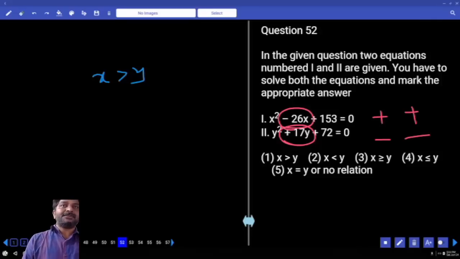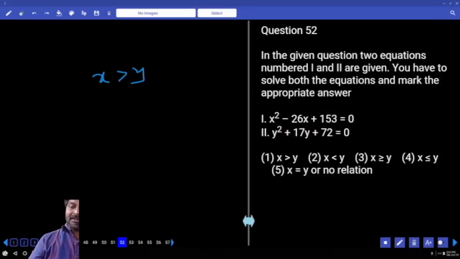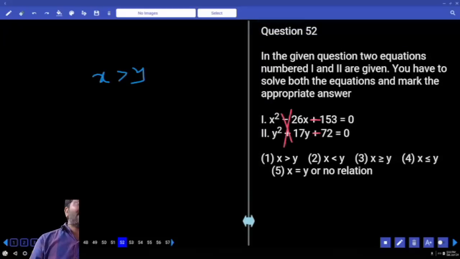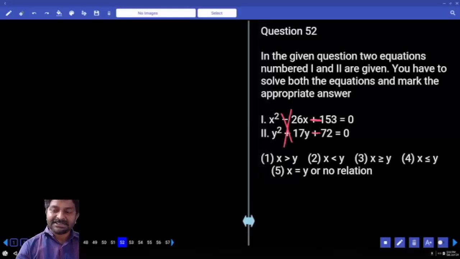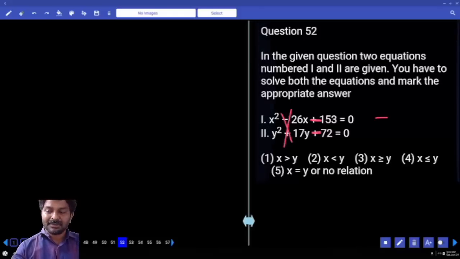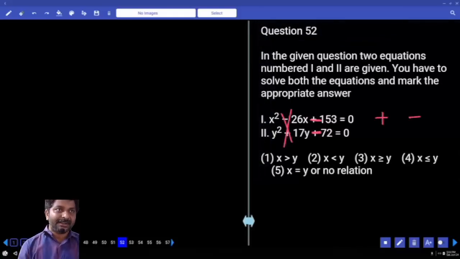How many different types of free questions do we have? 3. Both the C values are negative, irrespective of the B value. B may be positive or negative, it doesn't matter. If both the C values are negative, the relation cannot be established, because when the product is negative, one number must be positive, the other number must be negative.